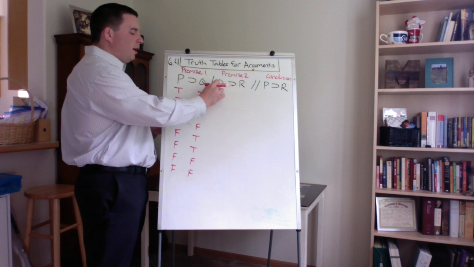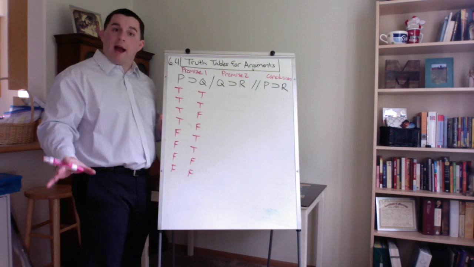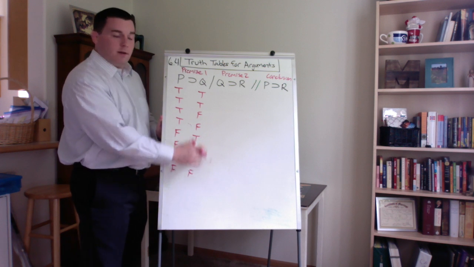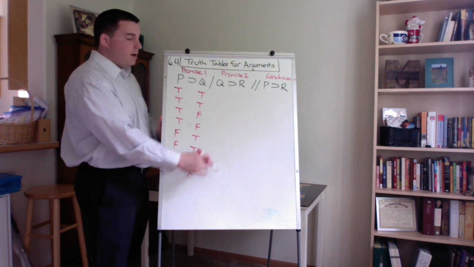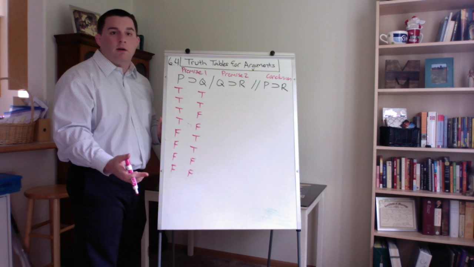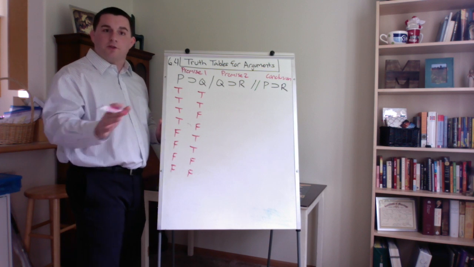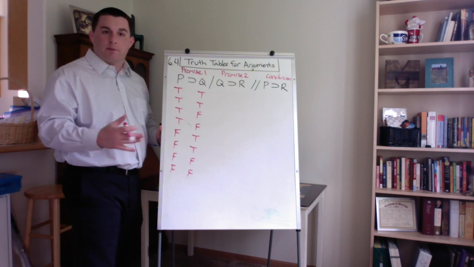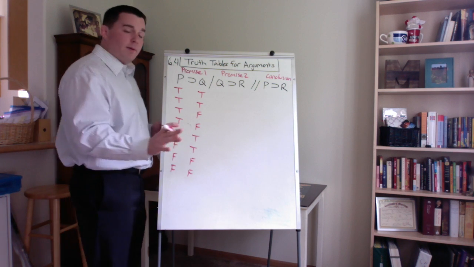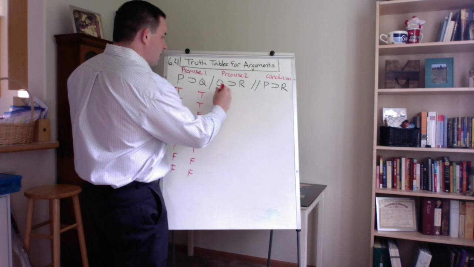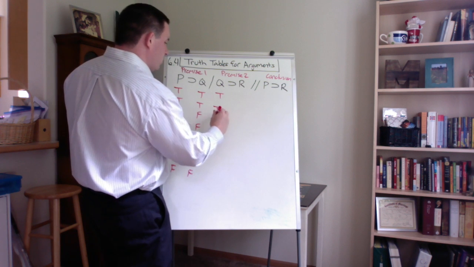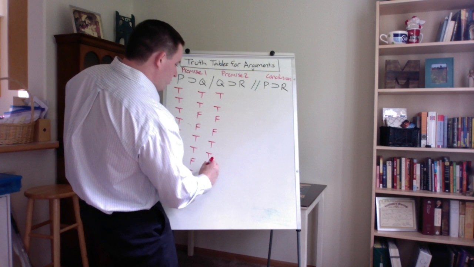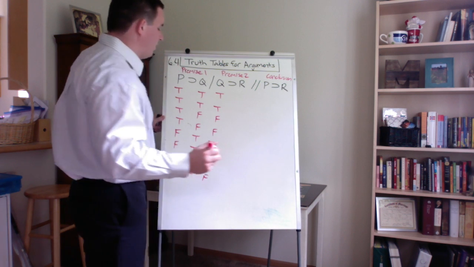Premise 2, we have Q here. Now this is where we have to be careful because we want to put the same truth values under our first Q, under the second Q as well. If we don't do that, our truth table will be distorted, we'll get incorrect results, and we'll probably end up getting it wrong. So we've got to be real careful on that. So same truth values, true, true, false, false, true, true, and false, false.